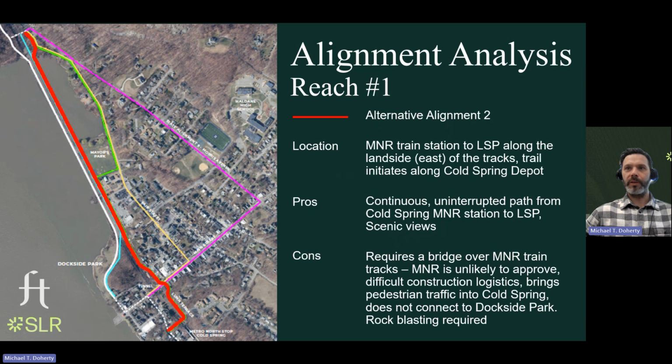Alternative alignment number 2 again shares some of the similarities with the main trail and alignment 1. However, the route bypasses Dockside Park by traveling from the Metro North station along the east side of the railroad tracks to reach Little Stony Point.